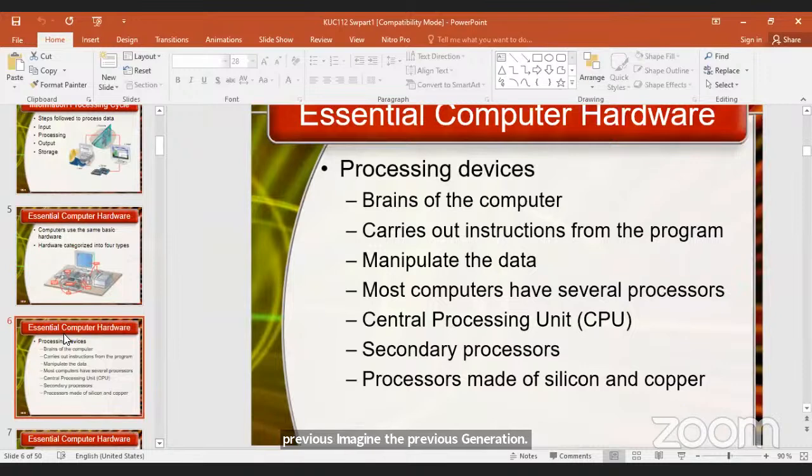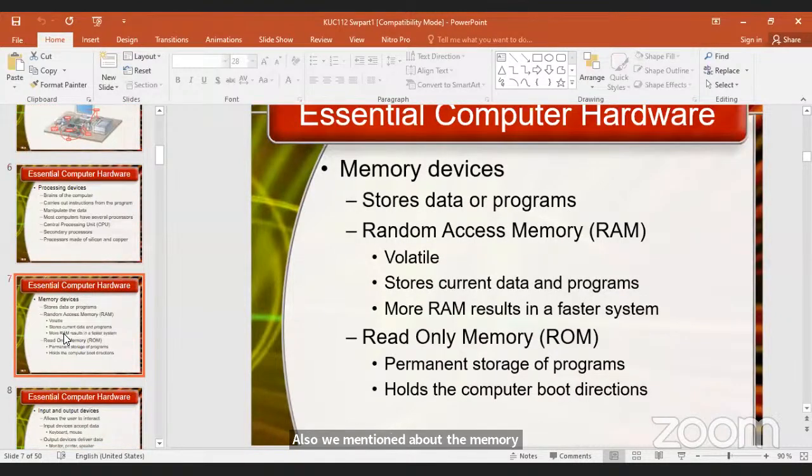Also, we mentioned the memory devices that are used to store data or programs. We mentioned RAM, which is volatile and dynamic, and also speeds up the functionality of the computer. We mentioned ROM, which is non-volatile, which stores data permanently and holds the BIOS. And we mentioned that BIOS is the boot instructions.